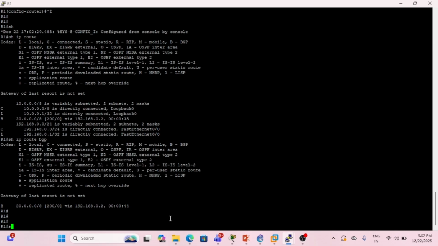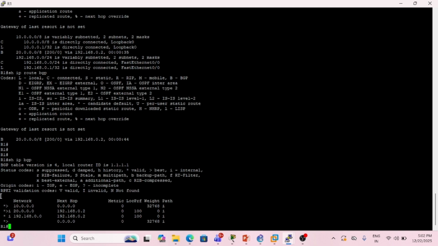Alternatively, you can see the BGP routing table with show ip bgp. There you can see all the networks that are advertised, 10.0, 20.0, 192.168, and this is I for internal BGP, and asterisk means this is valid, and this is the best path, and this is the next hop. Next hop is the other router. And you can see the metric, local preference. These things are the metrics of the paths.